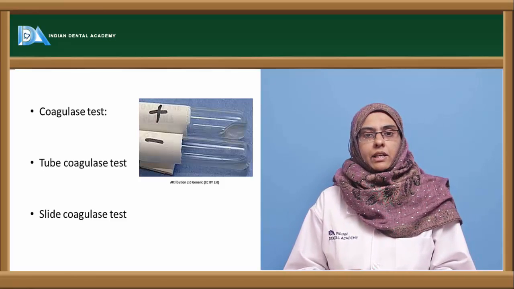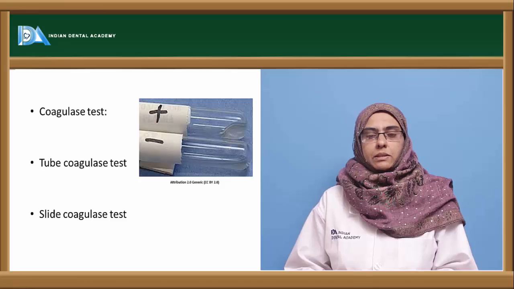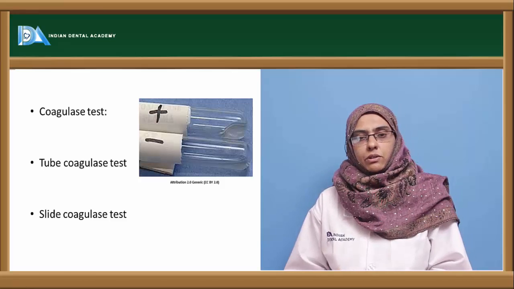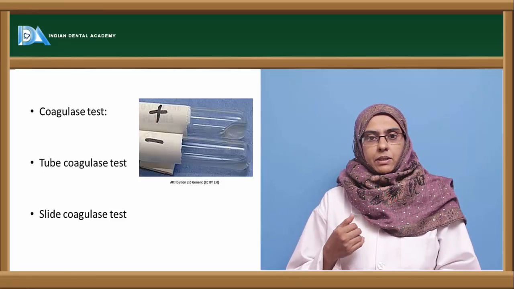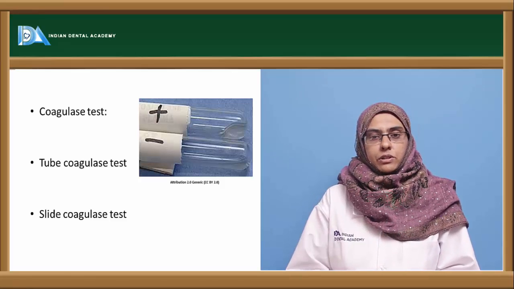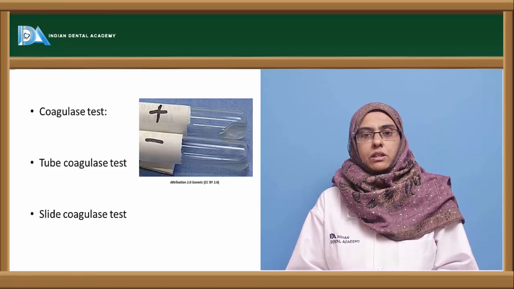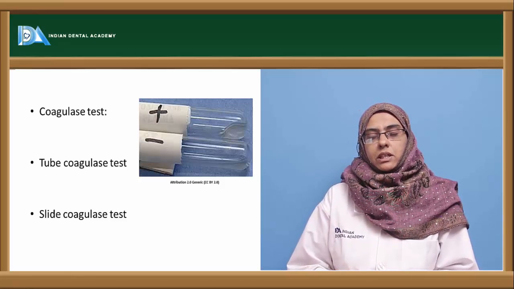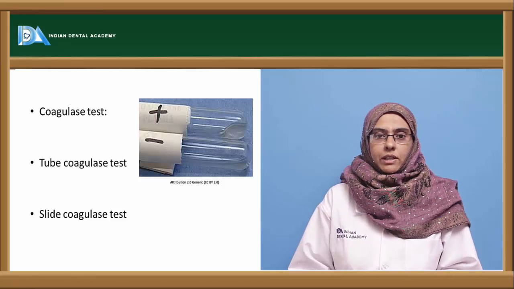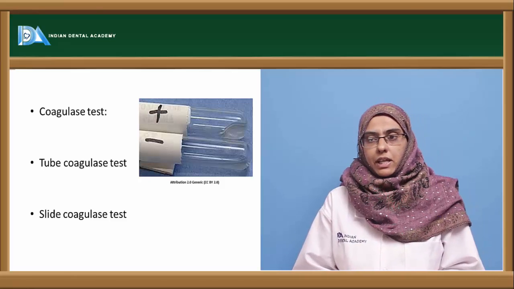and in this technique we add 0.1 ml of the culture to 0.5 ml of human plasma or rabbit plasma and incubate it at 37 degrees centigrade, and positive and negative controls have to be set. If the plasma has coagulated, it will not fall when we tilt the tube, so that indicates a positive reaction. Now coming to the slide coagulase test, which is more important when compared to the tube coagulase test. Here we carry out this test on a slide where we mix an equal amount of human plasma along with the culture, and there is clumping that indicates a positive reaction.